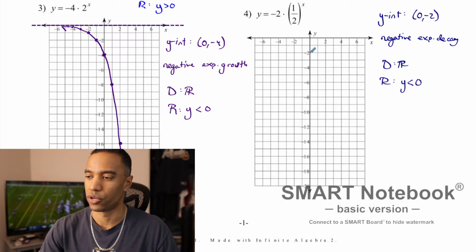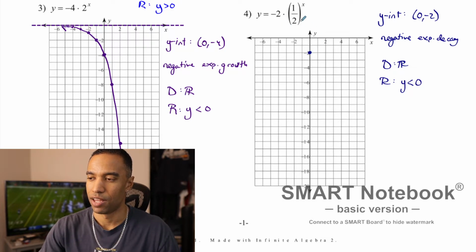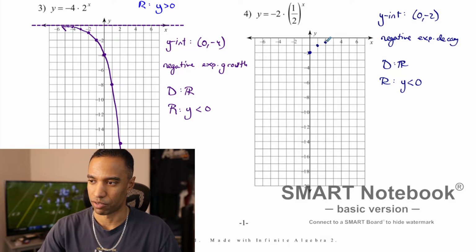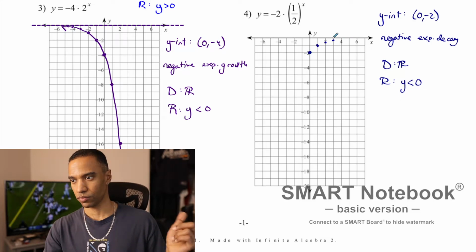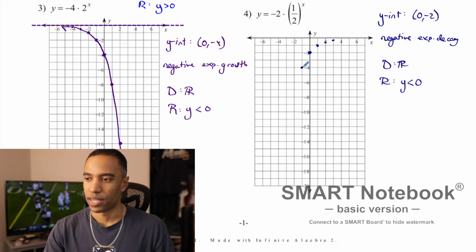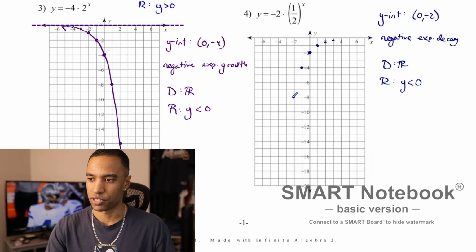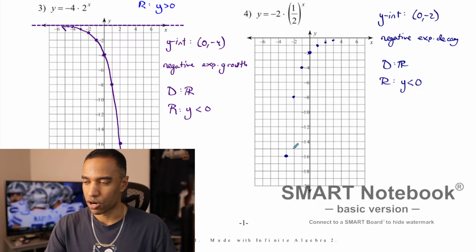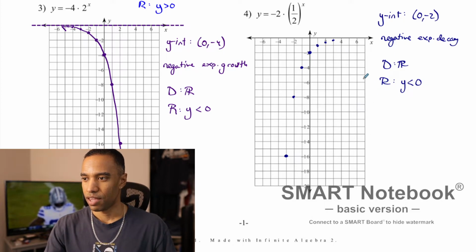All right, so we start at 0, negative 2, and we're going to take half of these values. Half of negative 2 is negative 1, half of negative 1 is negative 1/2, negative 1/4, and keeps going. The other side, we double it, so we get negative 4, double negative 4 is negative 8, double negative 8 is negative 16.